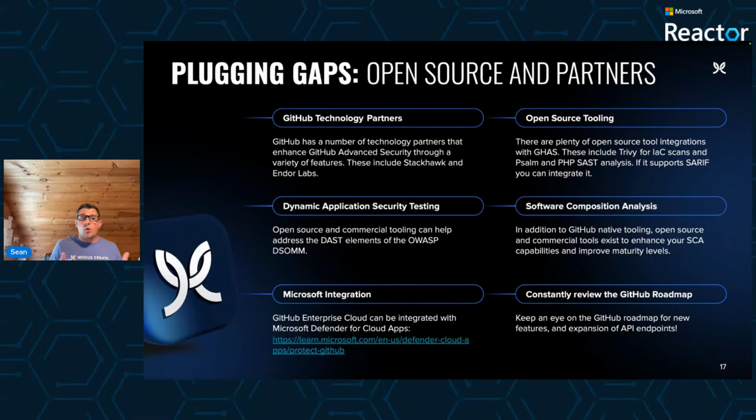Okay, so while GitHub Advanced Security and the GitHub API provide significant coverage, some gaps may remain. These gaps may be filled using third-party GitHub technology partners, open source tools, Microsoft security solutions, and reviewing GitHub's evolving changelog for new features. Now, many GitHub Marketplace partners offer security-enhancing integrations that complement the DSOM assessments. For DAST enhancements, there's a partner called StackHawk, and they offer dynamic analysis, or DAST, and API testing and discovery.